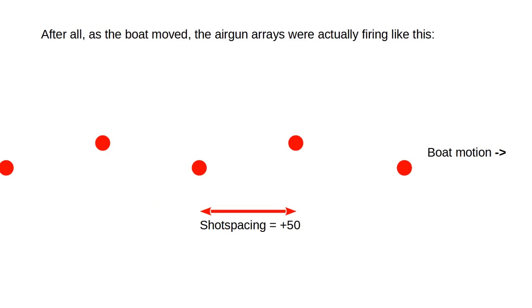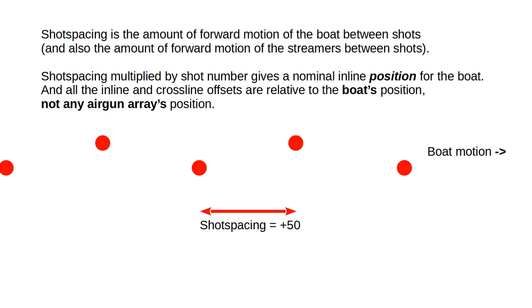Of course, the actual shot spacing is determined by the boat speed and the time between shots. The nominal inline shot spacing is the value wanted here. Multiplying the shot spacing by the shot number gives a nominal inline position for the boat, and all the offsets and spacing that you specified are relative to that position.